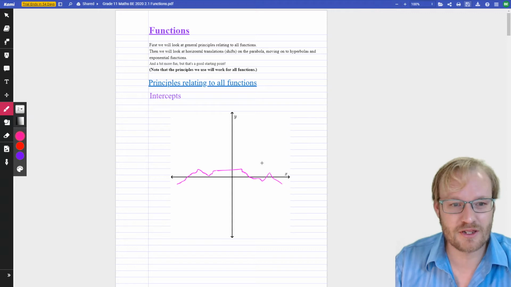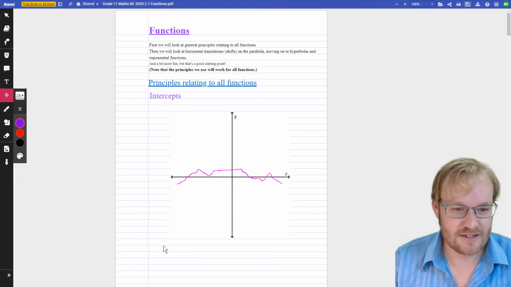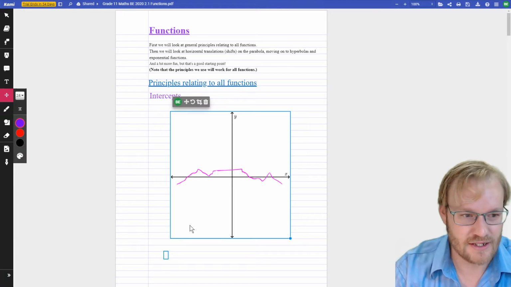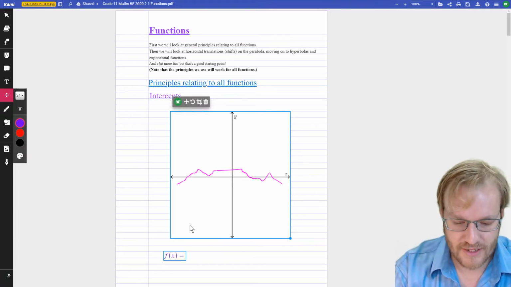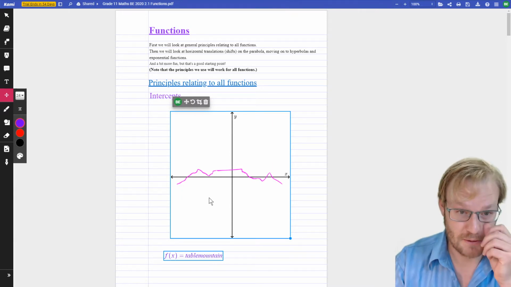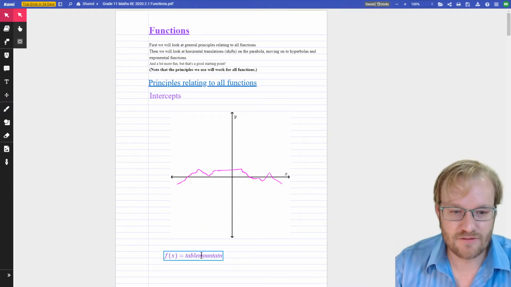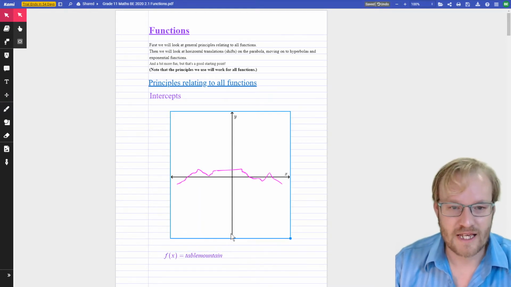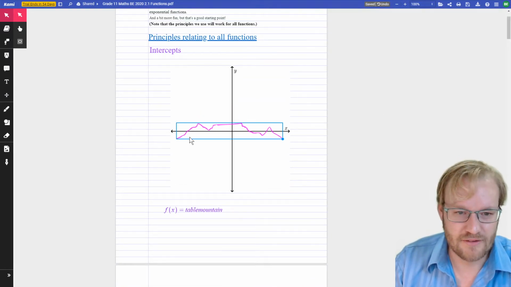So to start with, let's just look at this function, which I'm calling f of x. And I'm going to say that f of x is going to be equal to table mountain. There it is. Not x squared plus whatever, just this function that we've got, which is table mountain. And we can see it over here. Here it is going along.